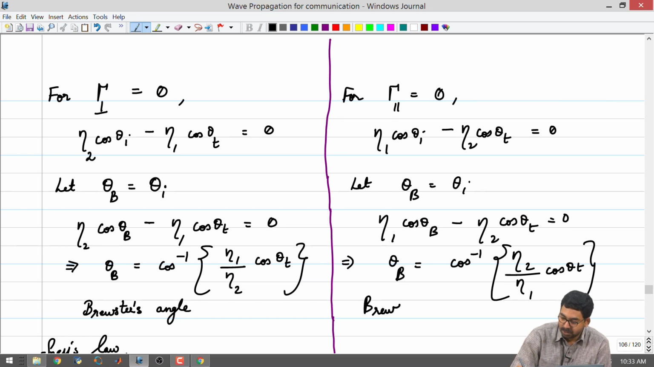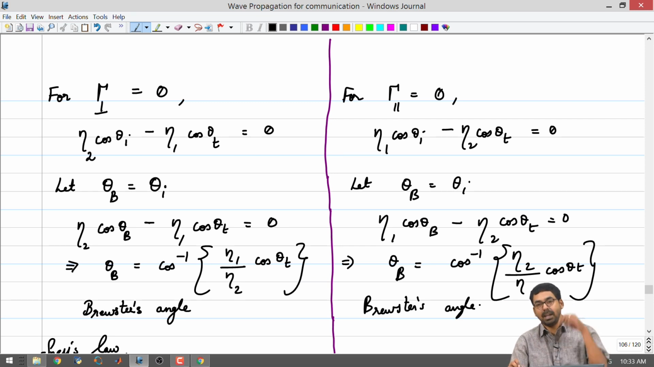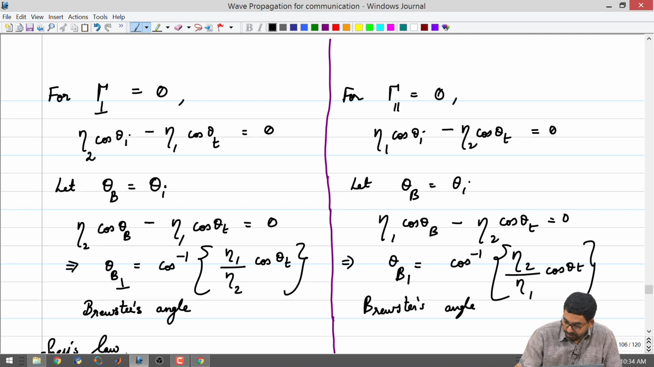This is also known as Brewster's angle. The only thing is the Brewster's angle is also polarization dependent. If you have perpendicular polarization, you have to use one expression. If you have parallel polarization, you have to use some other expression, which means that when we are talking about Brewster's angle, we also have to indicate the polarization for which the Brewster's angle is calculated, all right. So, likewise you can say that this is perpendicular, this is parallel. Brewster's angle for perpendicular polarization, Brewster's angle for parallel polarization, this is how it is usually expressed.